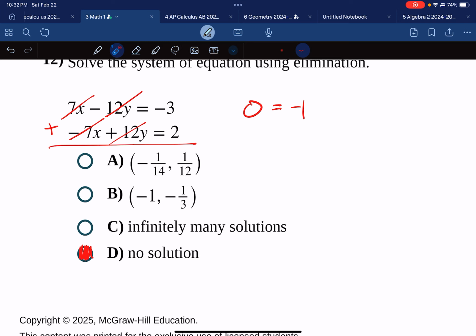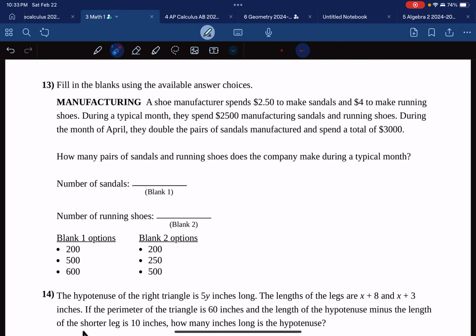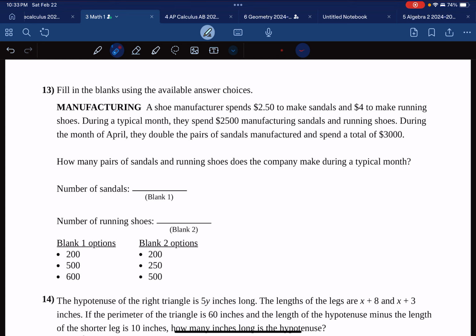If I had the same number, like 0 is equal to 0, the same number and same number, it would have been infinitely many solutions, but that's not the scenario in number 12. In number 13, ooh, a word problem. Okay, let's go ahead and read through this thing.